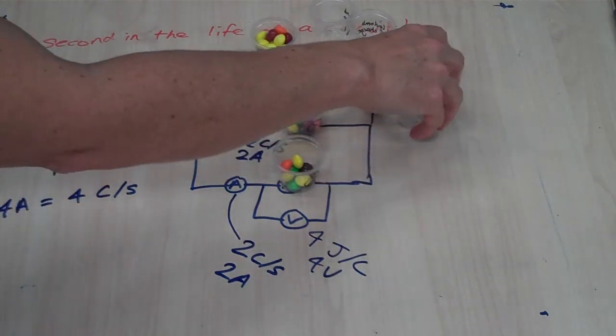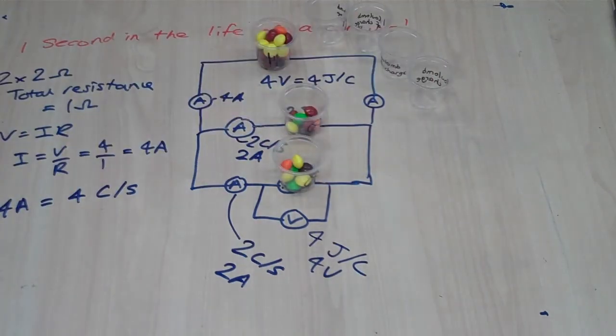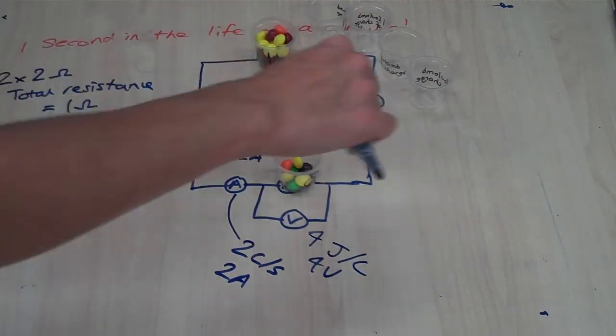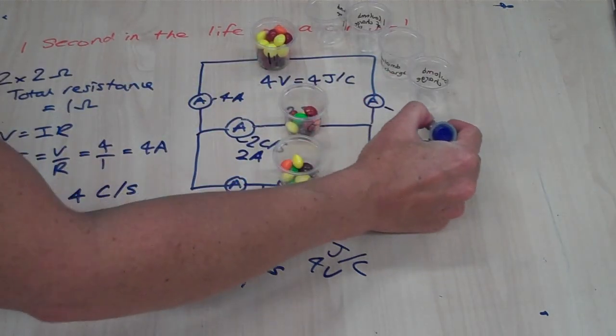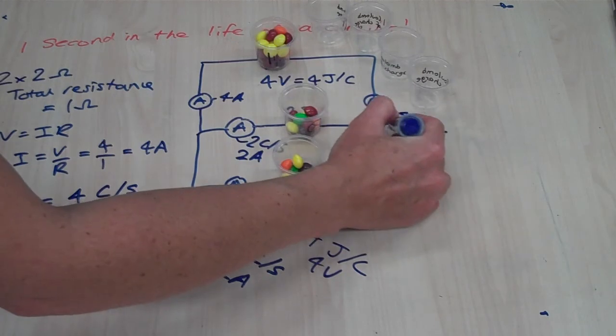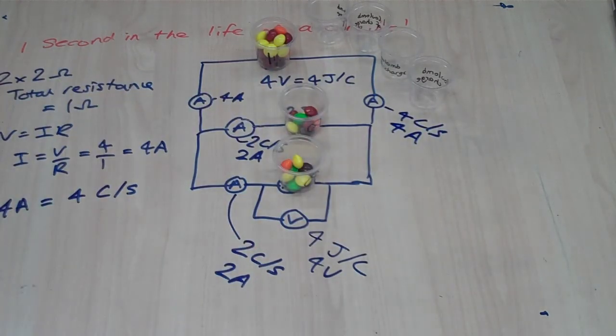When we check the pathway that the cups, or the coulombs of charge, have followed back to the battery, we see that all 4 cups have gone past that ammeter in 1 second. So again, this ammeter reads 4 amps. The cups would then go on to pick up more energy from the battery, and again the process would repeat in the next second as well.